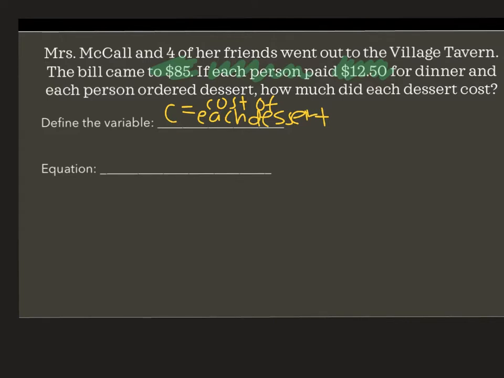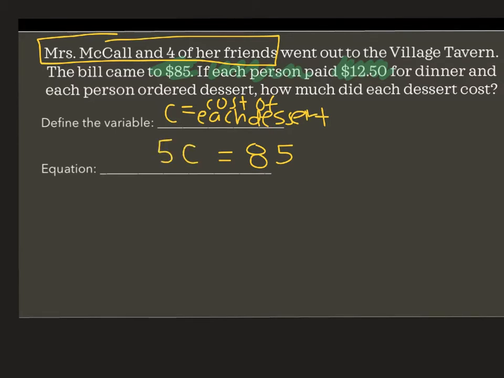My equation here, remember you always want to equal your total, your leftover, your final answer. So in this, our bill came to a total of $85. Super important. You can never have your variable by itself when you're setting up the equation. Now this one's a little tricky. So we know there are 5 total people that went to dinner, right? Because it was Miss McCall and 4 of her friends. That's 5 total people. So each person bought a dessert. So 5 people each paid C amount of money for a dessert.